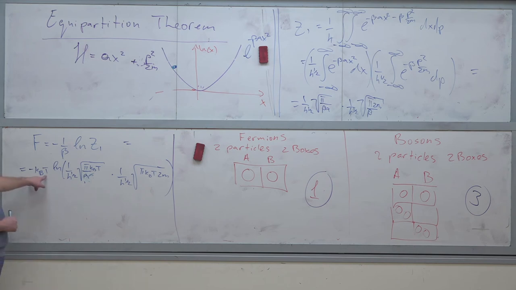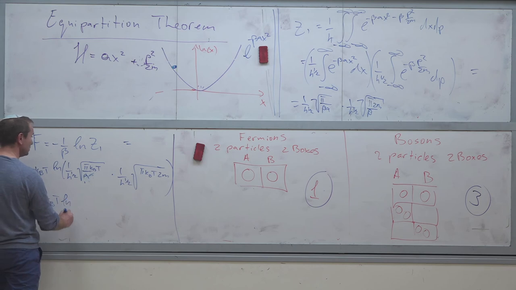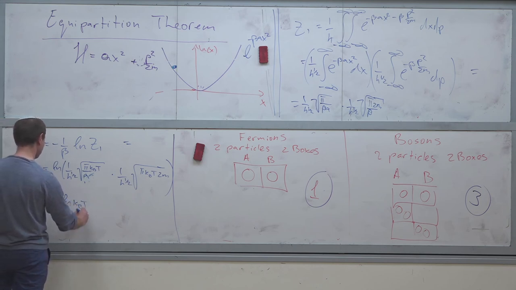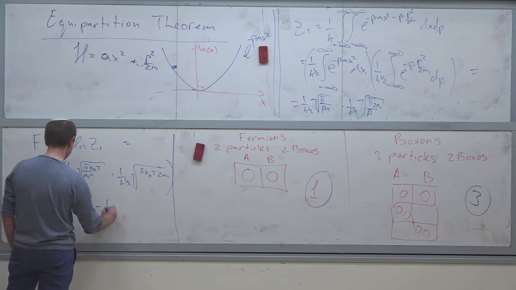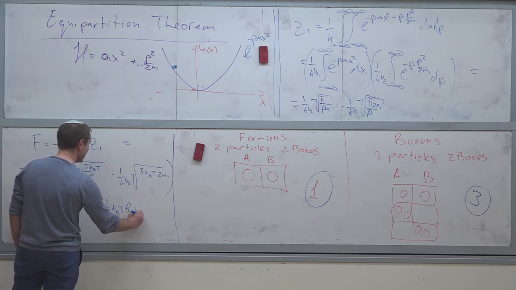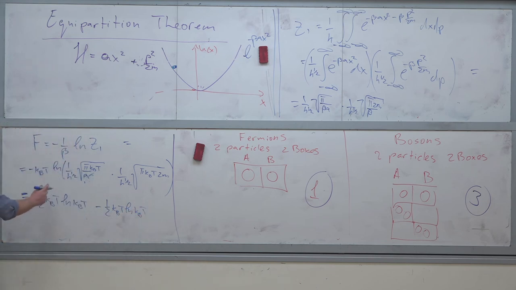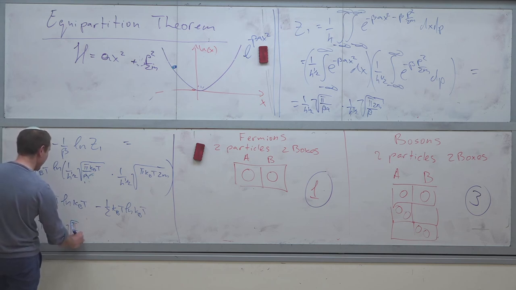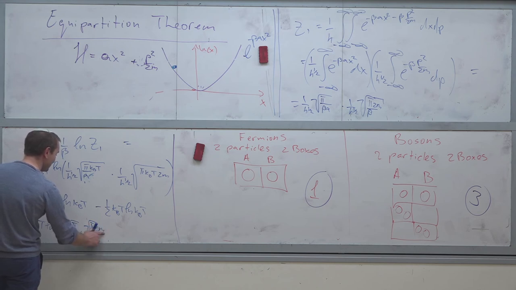So the only thing that is important over here is that we have minus 1/2 k Boltzmann T, a log of k Boltzmann T. We have from this guy minus 1/2 k Boltzmann T, a log of k Boltzmann T. And we have a bunch of all other stuff, which is minus k Boltzmann T, a log of 1 over h, a square root of pi divided by a, multiplied by a square root of pi multiplied by 2m.